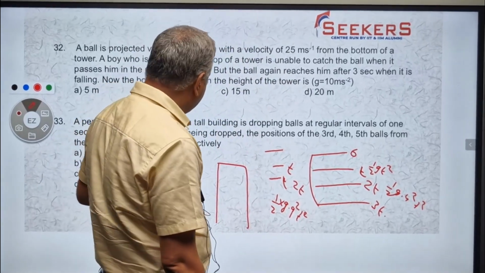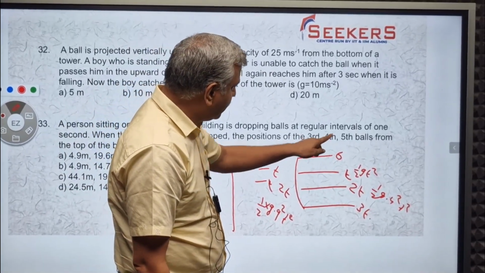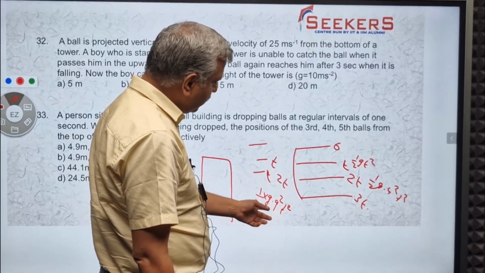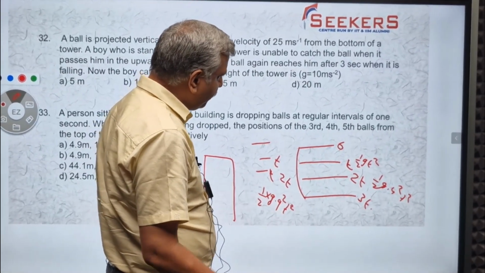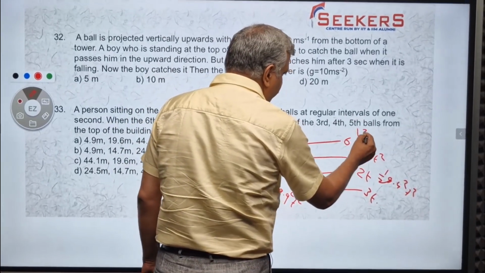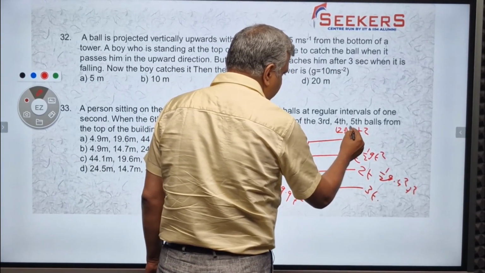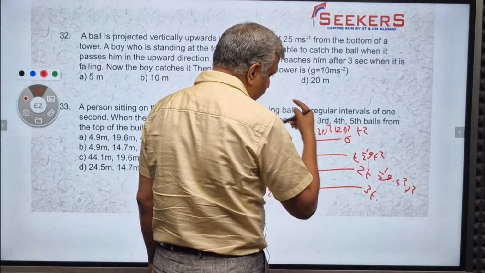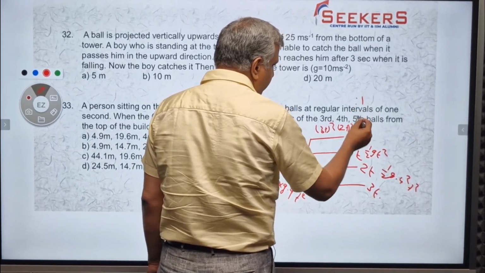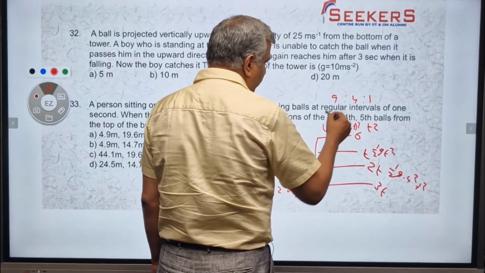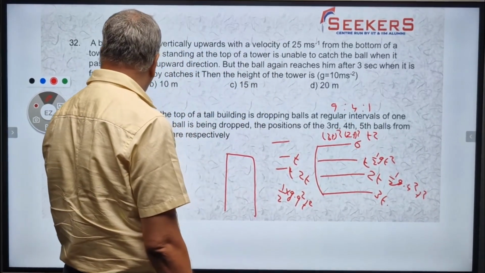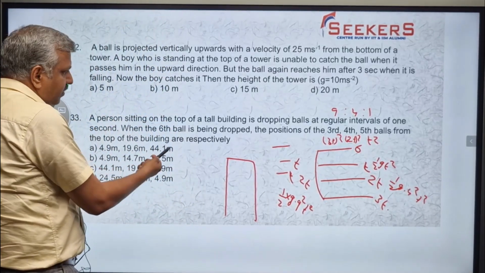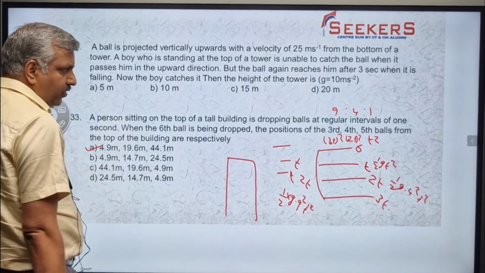Now the question is the positions of the third, fourth and fifth from the top of the building. So it is just a simple ratio. For the fifth one it will be t squared, for this one it will be 2t squared, for this one it will be 3t squared. So the distance interval will be 1:4:9. Yeah, so it is 1:4:9. Whether it is this or this, it is also in that same ratio 1:4:9.